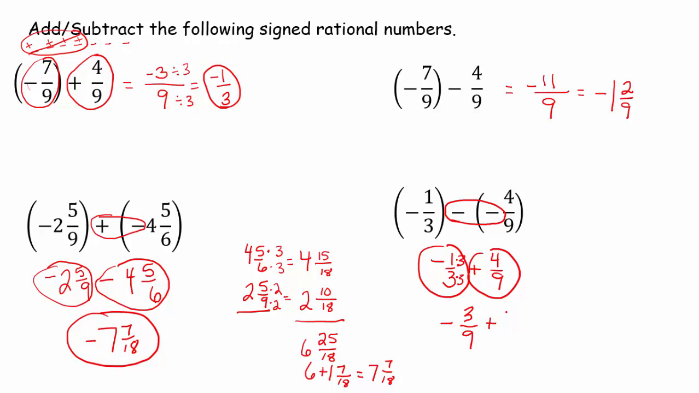3/9 plus 4/9. And then I say to myself, okay, those signs are different. I'll find the difference. What's the difference between 4 and 3? The difference between 4 and 3 is 1. What do I have more of? I definitely have more positives. I just have 3 negatives here. I have 4 positives. What do I have more of? I definitely have more positives. So my answer will be a positive 1/9.